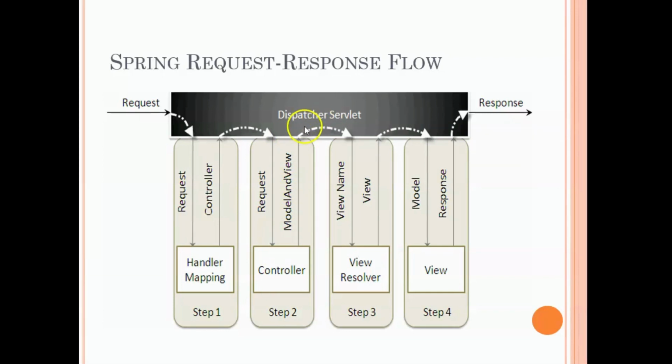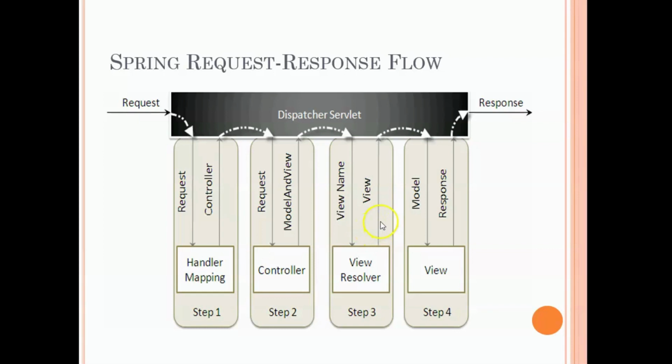The dispatcher servlet will take the view name from this model and view object, and it will call someone called a view resolver. This view resolver will determine, based on the view name given to it, which view page to call. For example, let's say customer form is the view name. Based on the customer form view name, it will resolve that I have to call the customer form.jsp page.